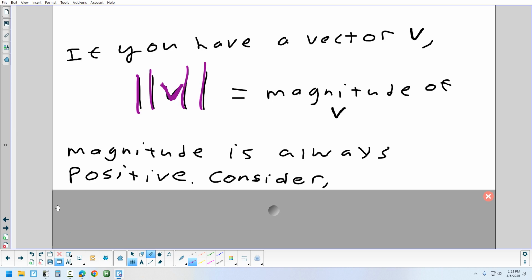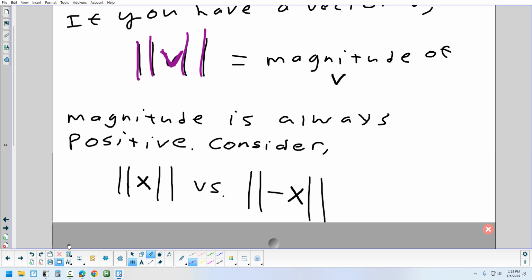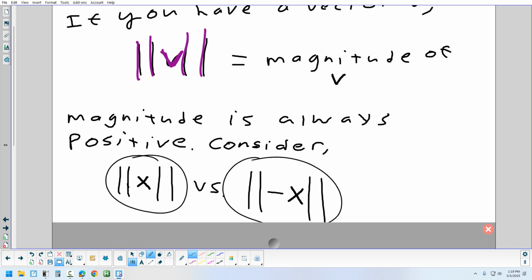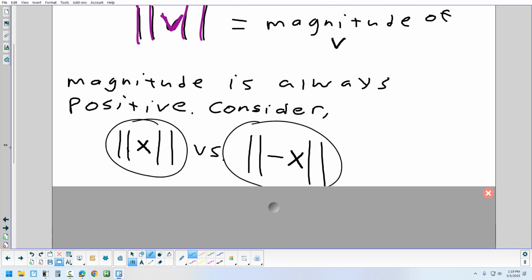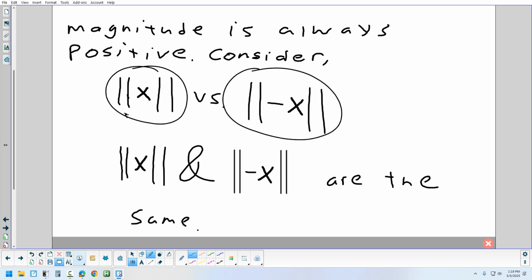Length is always positive. You can't have negative length. So what would be the difference between that answer if I wrote that down on paper and that one? They're the same. They are exactly the same. Some people say, well, but it points the other way. But the length is the same. That's what it's asking about.